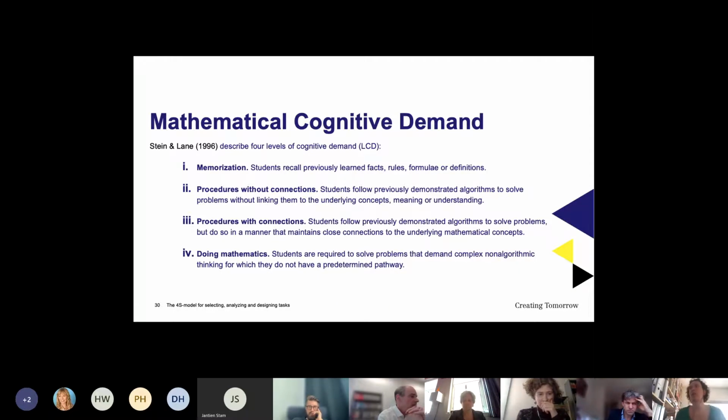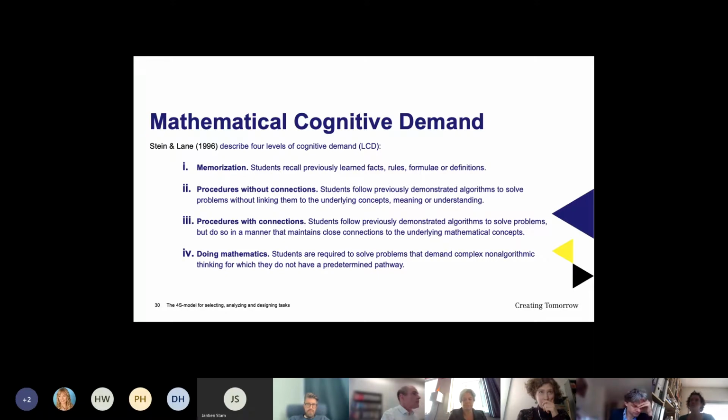Then I want to relate this to the cognitive part, and for this I related it to a taxonomy from Margaret Stein, and in an article from Stein and Lane, there are levels of cognitive demand described. You can use several taxonomies, or there are of course more taxonomies to describe levels of mathematical thinking. I chose this one. It has 4 levels from memorization to doing mathematics, and in the middle it's about procedures without connections or with connections.